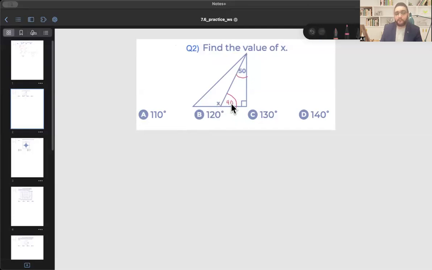x and 40, both angles are supplementary. How can we find x? So just subtract 180 minus 40, which equals 140. This is the value of x. So the answer is D.